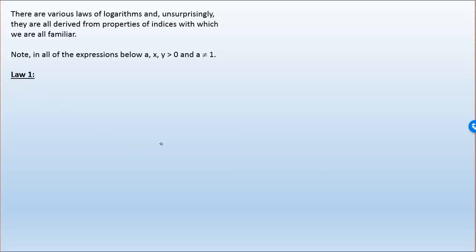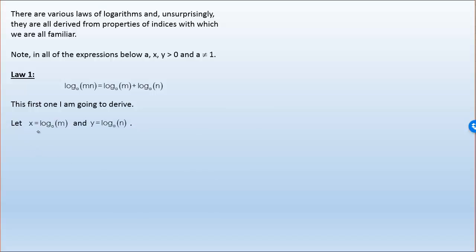So, law 1. Log to the base a of m times n is log to the base a of m plus log to the base a of n. And note, you'll be expected to work this in either direction. This first one I'm going to actually derive.